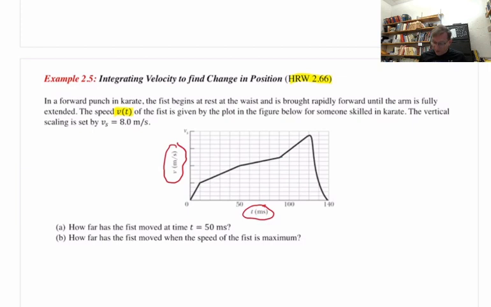All right, now here comes the first question. How far has the fist moved at time t equals 50 milliseconds? So what that really means is if the fist starts moving at time 0, which seems pretty clear, there's 0 on the time axis, then go up to 50 milliseconds and tell me how far the fist has moved in that time interval. So now what we're saying is that t0 is 0 and t1 is 50 milliseconds. And so what we want to find is, the interpretation is delta x.